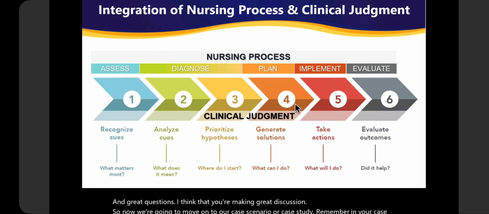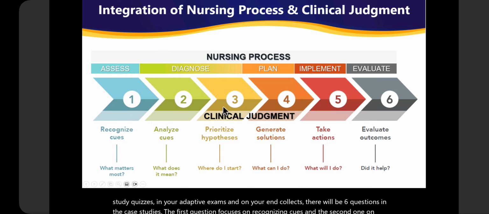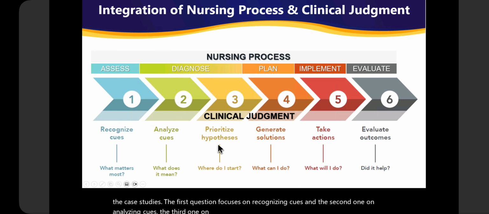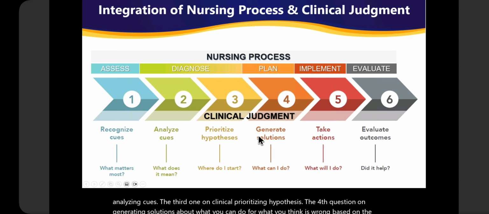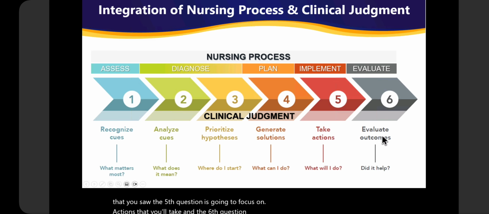Remember, in your case study quizzes, in your adaptive exams, and on your NCLEX, there will be 6 questions in the case studies. The first question focuses on recognizing cues, the second one on analyzing cues, the third one on prioritizing hypothesis, the fourth question on generating solutions about what you can do for what you think is wrong based on the clues that you saw. The fifth question is going to focus on actions that you'll take, and the sixth question will focus on evaluating the outcomes.